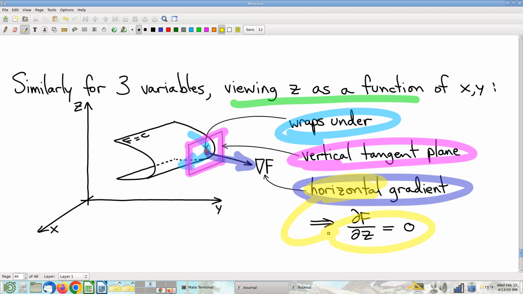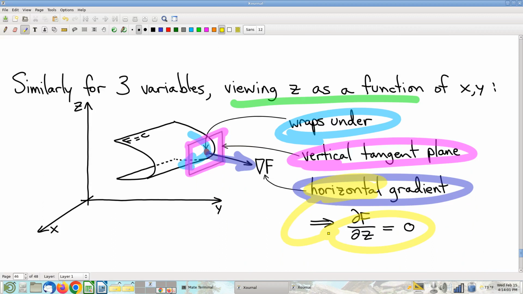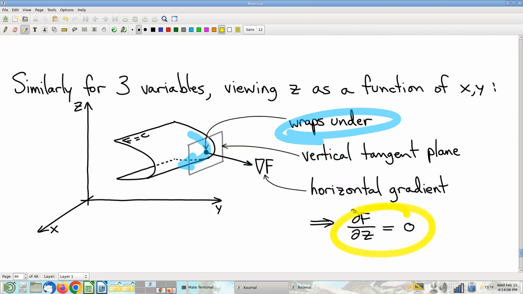So, same argument that we made up here, just this is the 2-dimensional version, this is the 3-dimensional version, and so we get the same conclusion: if the partial with respect to z is not 0, then this is not our problem. This picture is not what's happening. Partial derivative not 0 means nothing's wrapping under anything, and you're good, it's fine, go ahead and view z as being a function.